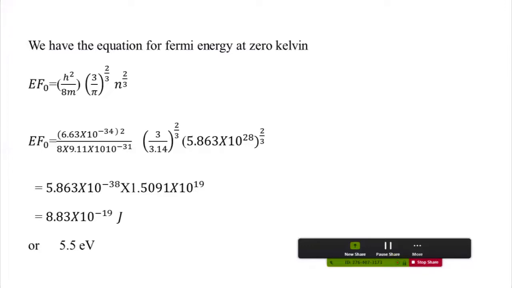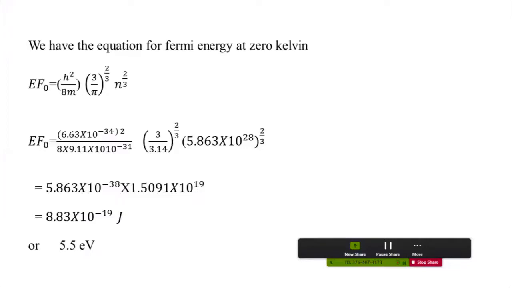And we have calculated the N value. The N value is 5.863 into 10 to the power 28, whole to the power 2 by 3. Now if we simplify the above data, we get 5.863 into 10 to the power minus 38 into 1.5091 into 10 to the power 19. Now after multiplying both the values, we will get 8.83 into 10 to the power minus 19 joules.